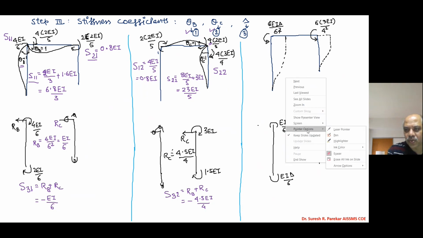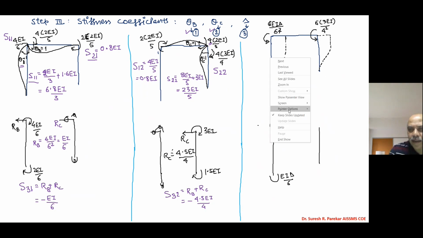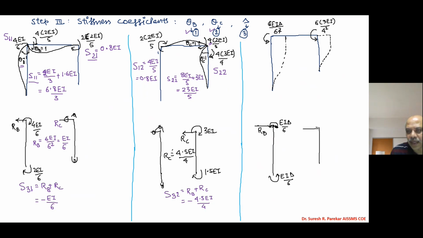And therefore reaction should develop clockwise. So I will draw this. We have anti-clockwise actually. And reaction should develop clockwise. So we have this value of RB in this direction. Similarly, in the same way, we have RC also. These values are anti-clockwise.